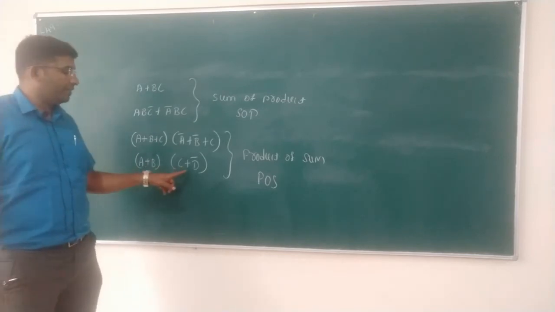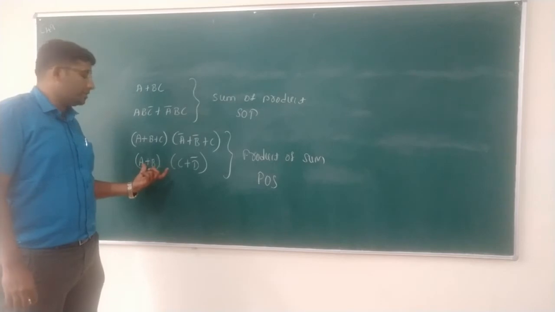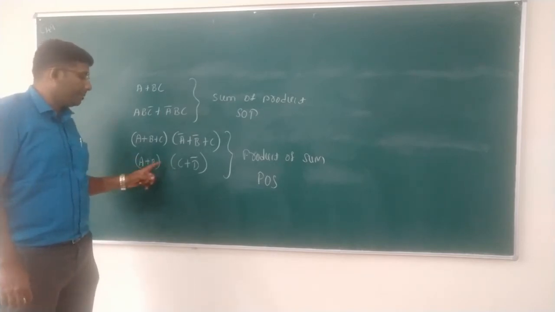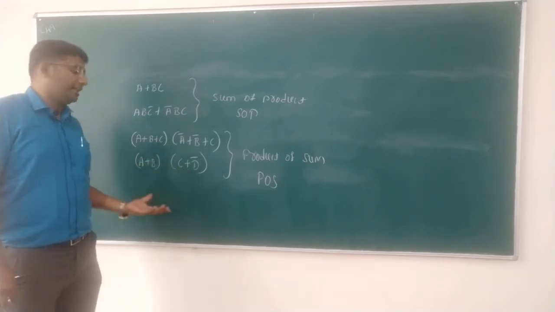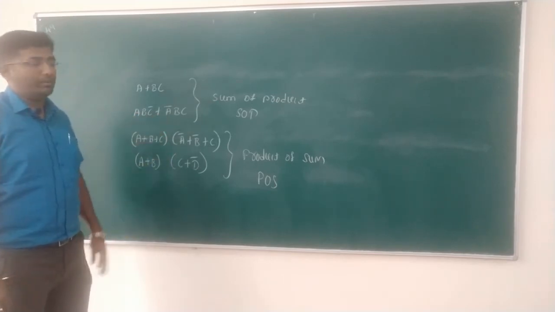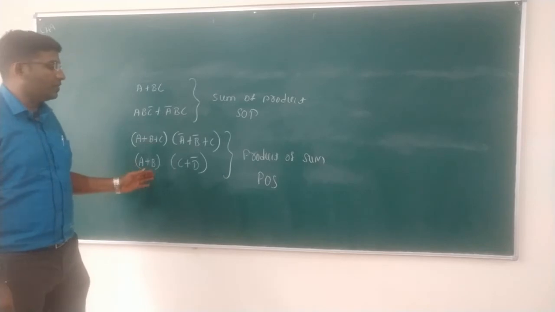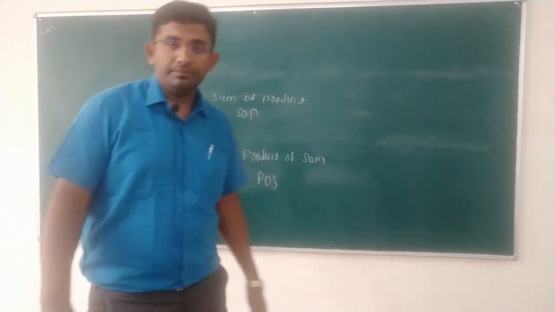Here also we can say this expression is a product of sums, but we cannot say this one is a max term because here we are missing CD and here we are missing AB. It can be converted into standard POS form and standard SOP form. Both can be considered. So this is what product of sums and sum of products states.